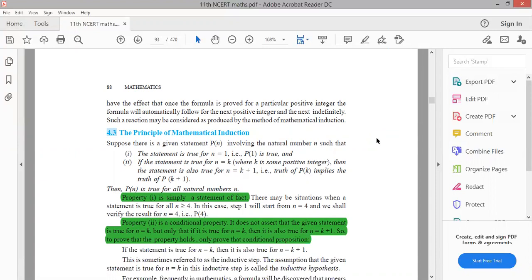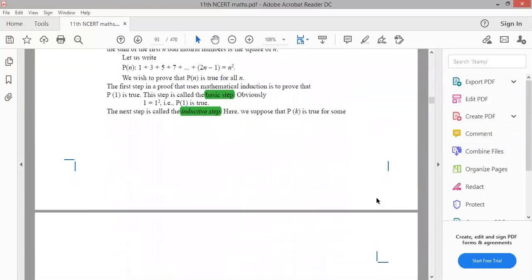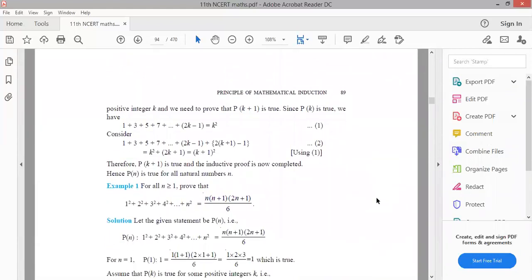What are these two steps? The two steps are: we prove the result for n equal to 1. That's called the basic step. And next, we prove the result for n equal to k plus 1, whenever the result is true for n equal to k. And this step is called the inductive step or induction step. Okay, so let's illustrate this with the help of an example in order to have a clear picture of this.